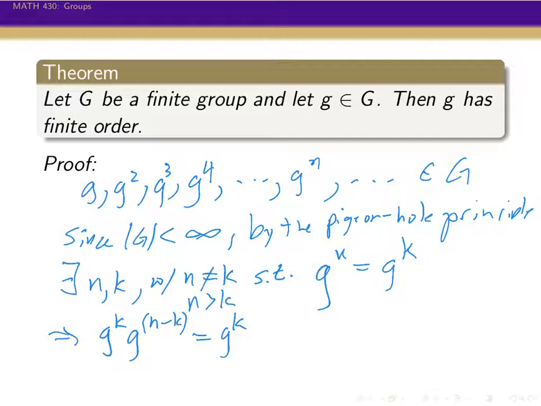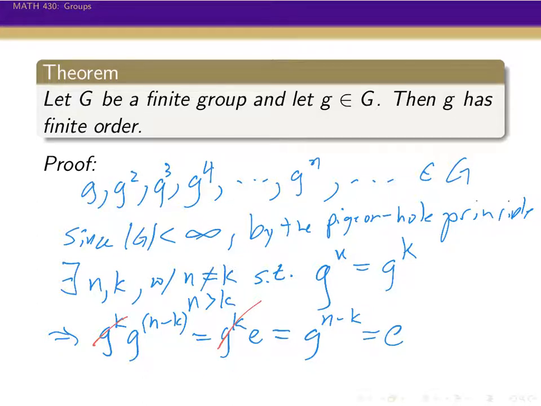And now by cancellation, I can think about this g to the k as g to the k times the identity. Then I can cancel off the g to the k's because they're both on the left, and we're left with g to the n minus k equals the identity. So there is some natural number n minus k such that g to the n minus k equals the identity.